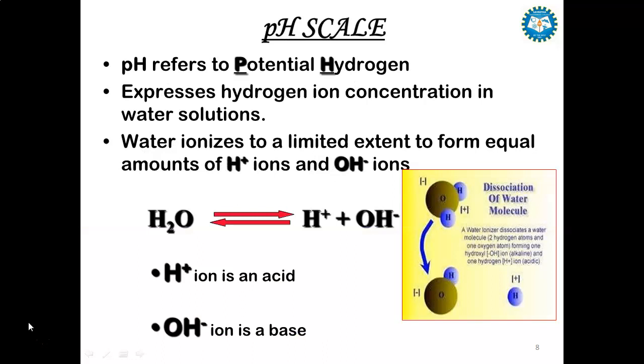pH scale. So what is pH? It refers to the potential of hydrogen, which expresses the hydrogen ion concentration in water solutions. Water ionizes to a limited extent to form equal amounts of H+ ion and OH- ion. So H2O is in equilibrium, a reversible reaction, with H+ ion plus OH- ion. So here you can see H+, which is nothing but an acid ion, and OH- is a base ion.